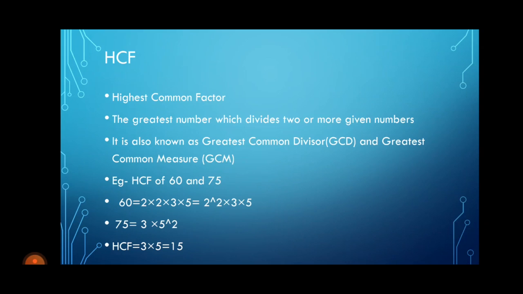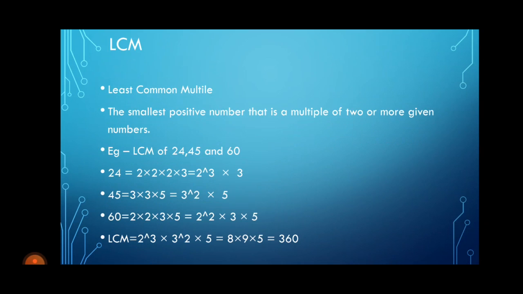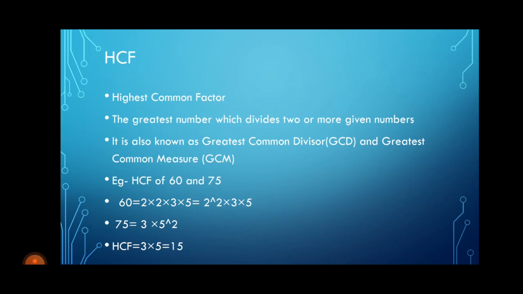Here we are using the factorization method. Factors of 60 are 2 into 2 into 3 into 5. We can rewrite it as 2 square into 3 into 5, 2 raised to 2 into 3 into 5. And the second value 75 can be represented as 3 into 5 into 5. We can rewrite it as 3 into 5 raised to 2. The method we are using here is to pick up the common factor which has the least power.